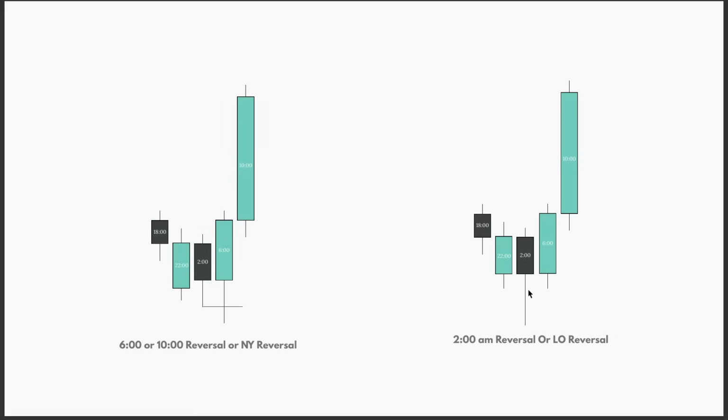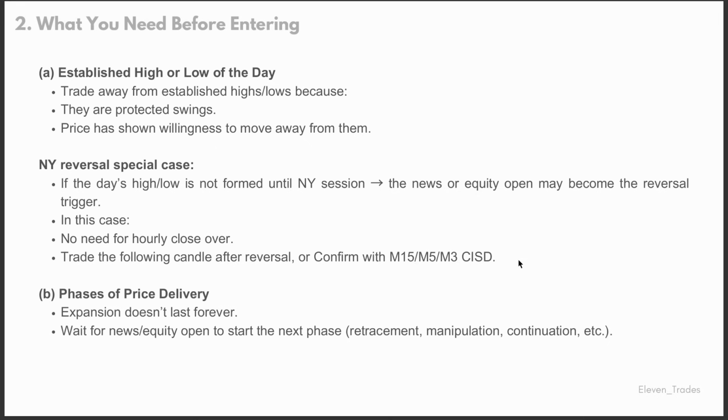And if you are trading the London session, you can trade the 2 a.m. candle, which is starting from 2 a.m. and ending at 6 a.m. If you are filtering that with the 4-hour candles, you can choose the 6 a.m. and 10 a.m. for New York and 2 a.m. for the London session. Now what do you need before entering?